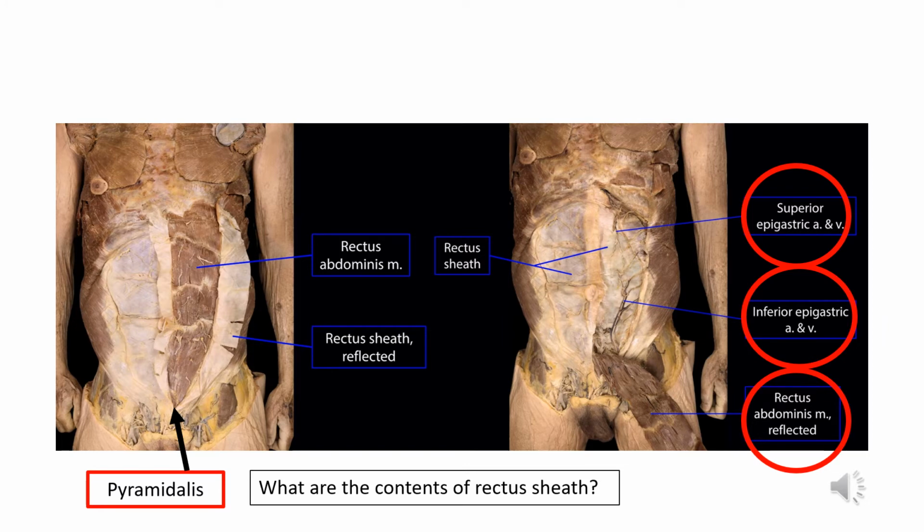As no rectus sheath covers the posterior surface of the lower 1/4 of the rectus abdominis muscle, the muscle from this point inferiorly is in direct contact with the transversalis fascia. The contents of rectus sheath are rectus abdominis, superior epigastric vessels, inferior epigastric vessels, and pyramidalis muscle.